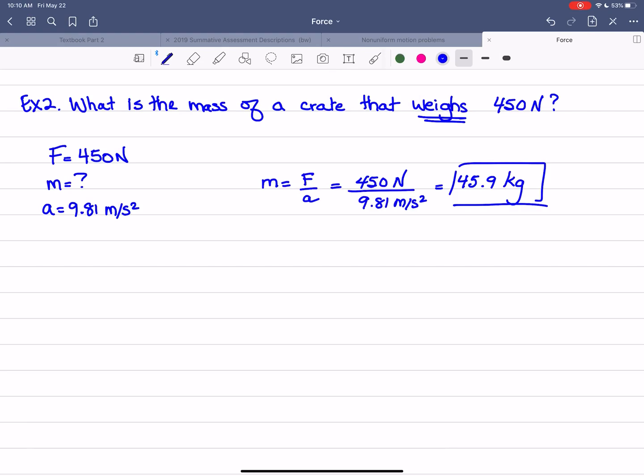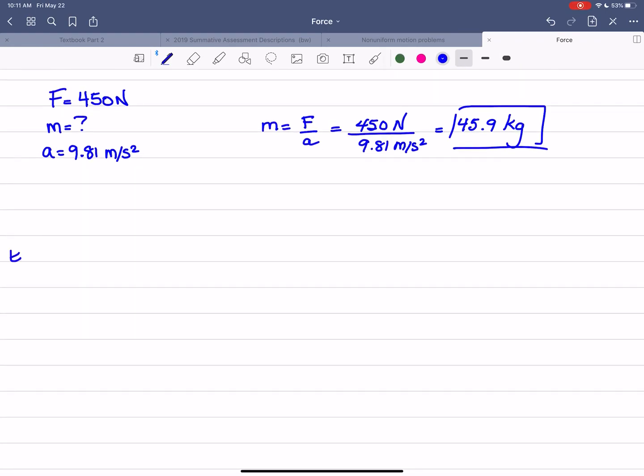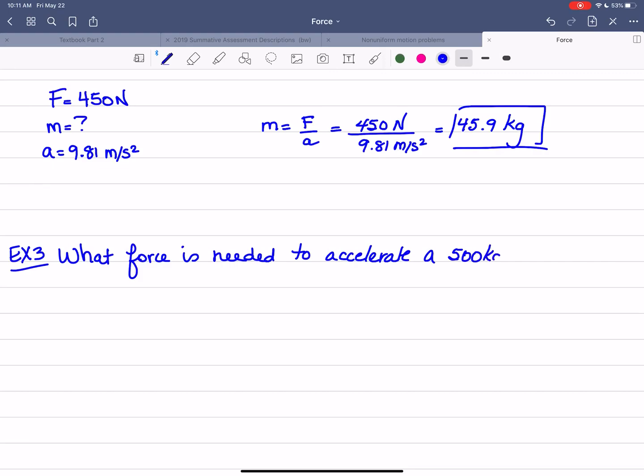Okay. And then the next one I want to do is I want to try something a little bit more complex and see if we can get there. So example 3. Example 3 says, what force is needed to accelerate a 500 kilogram cart from rest to 20.0 meters per second in 5.0 seconds?